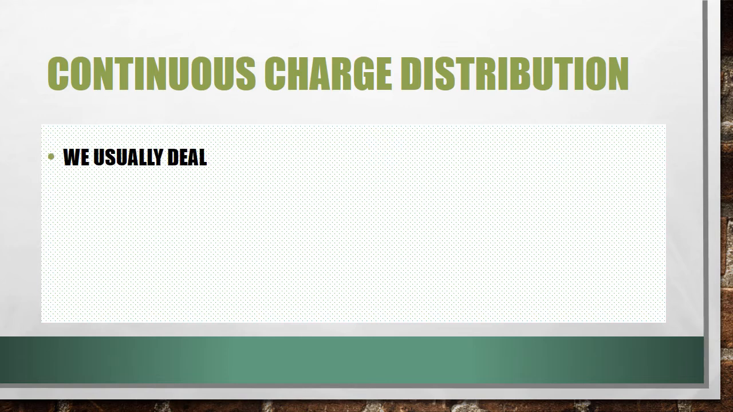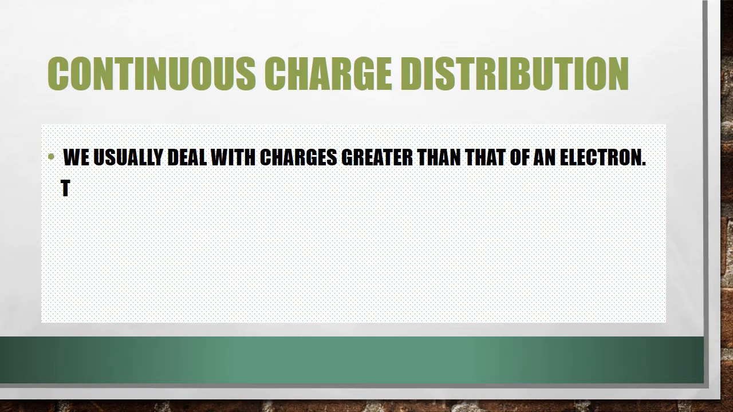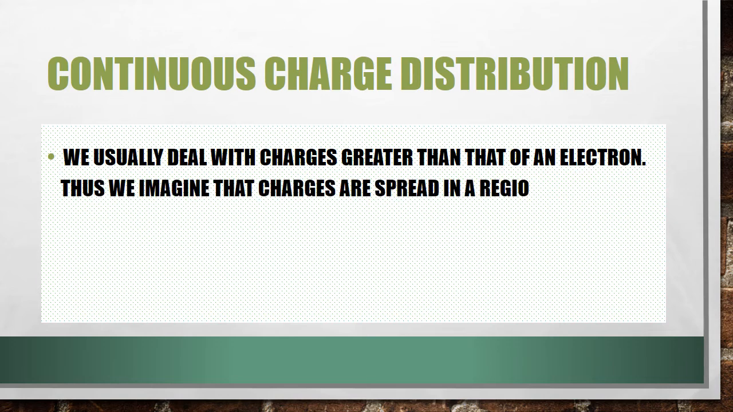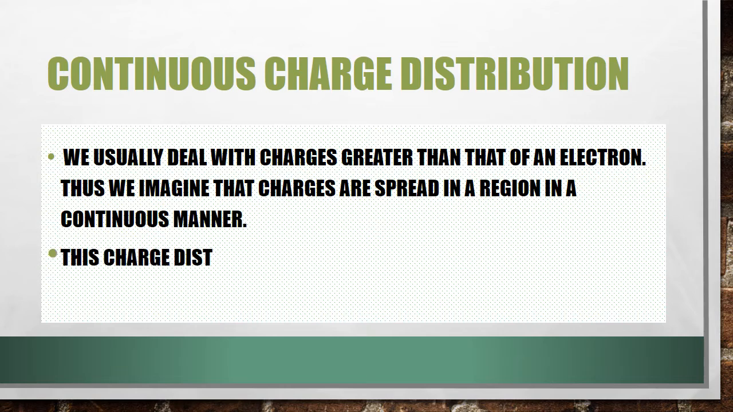We usually deal with charges greater than that of an electron. Thus we imagine that charges are spread in a region in a continuous manner. This charge distribution is called continuous charge distribution.